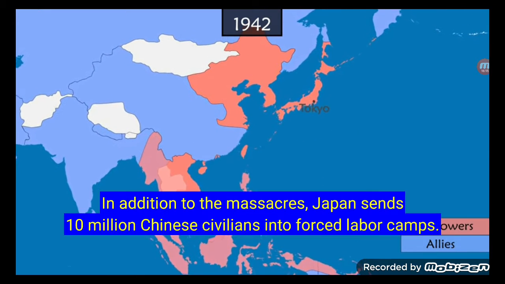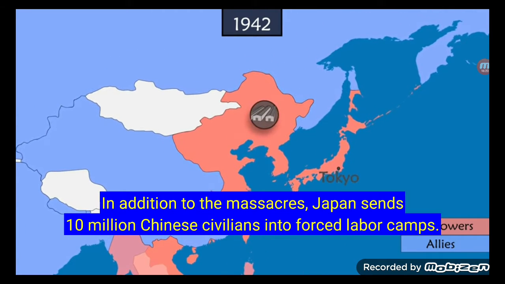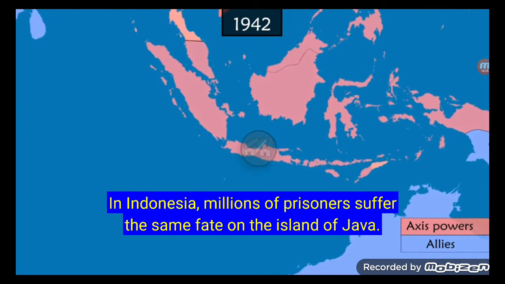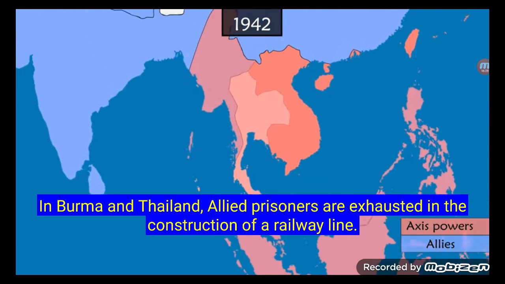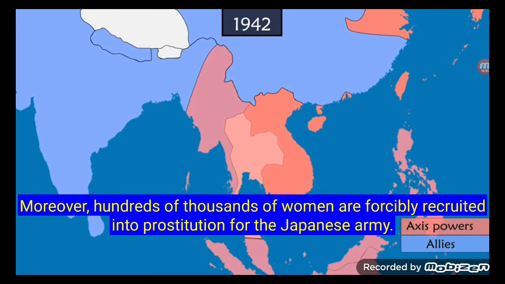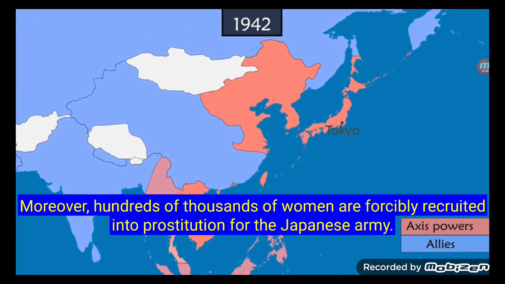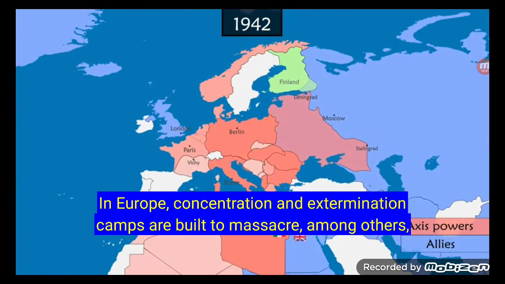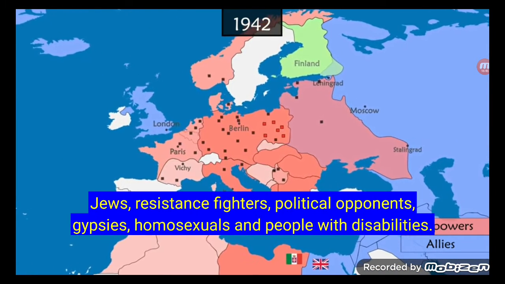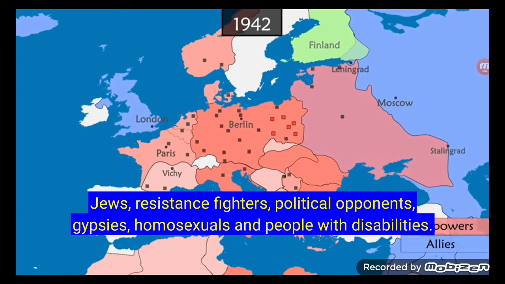Sounds like humanity. In addition to the massacres, Japan sends 10 million Chinese civilians into forced labor camps. In Indonesia, millions of prisoners suffer the same fate on the island of Java. In Burma and Thailand, Allied prisoners are exhausted in the construction of a railway line. Moreover, hundreds of thousands of women are forcibly recruited into prostitution for the Japanese army. In Europe, concentration and extermination camps are built to massacre, among others, Jews, resistance fighters, political opponents, gypsies, homosexuals, and people with disabilities.